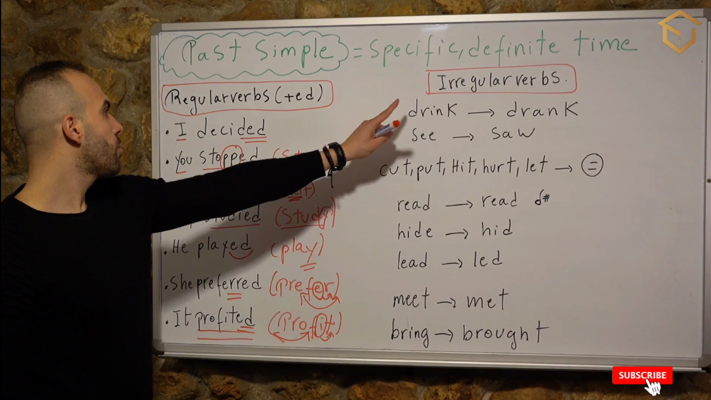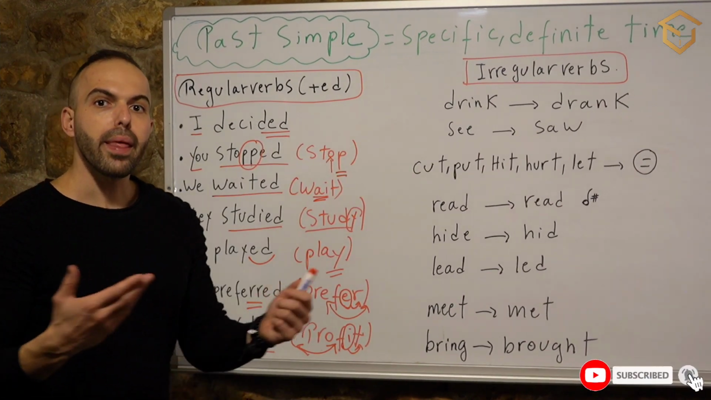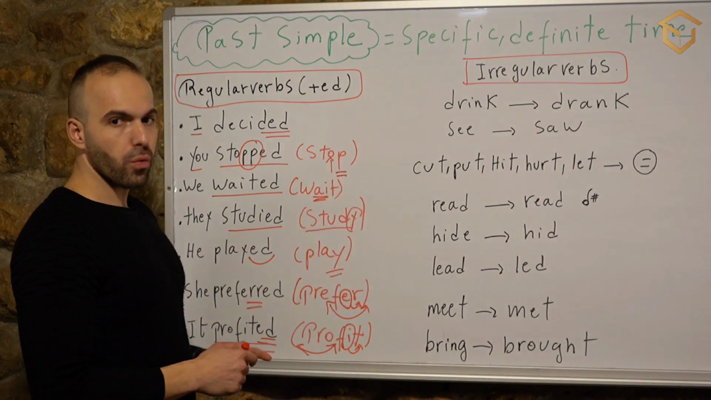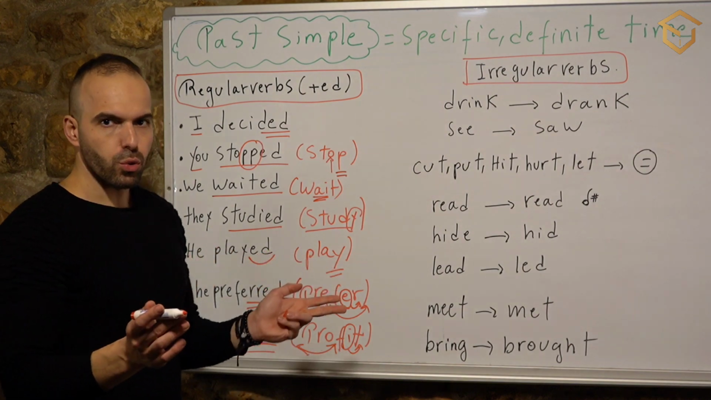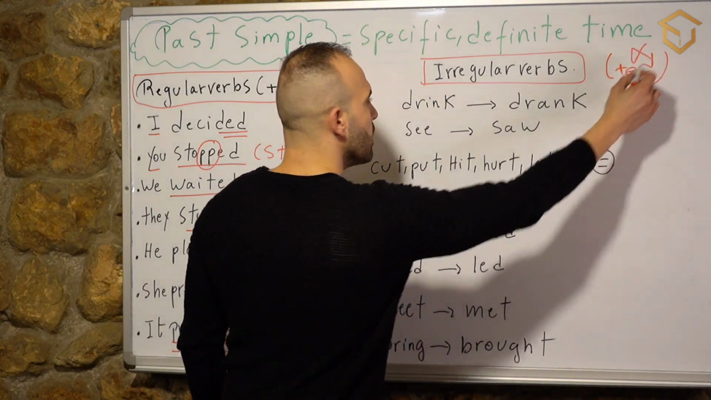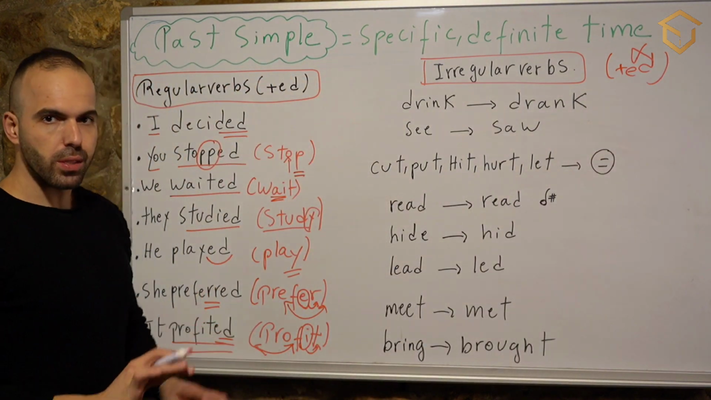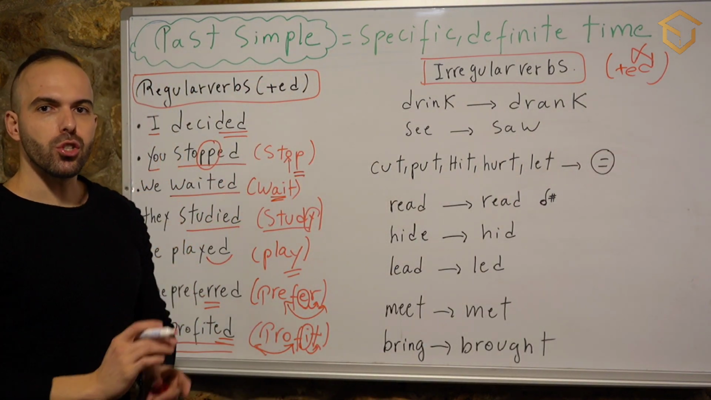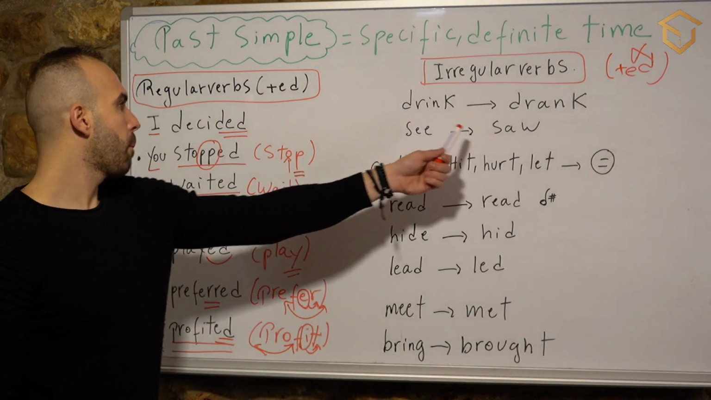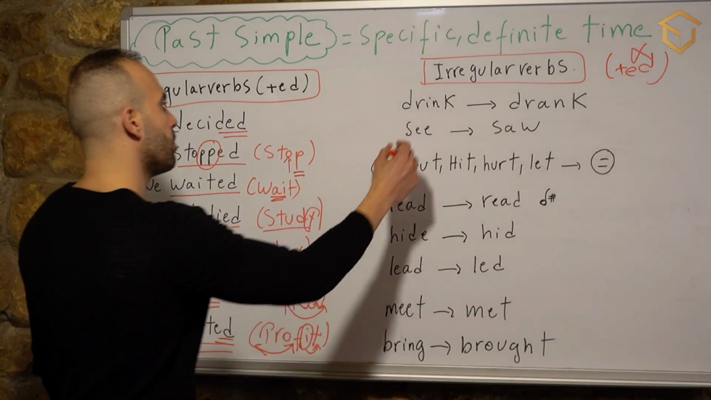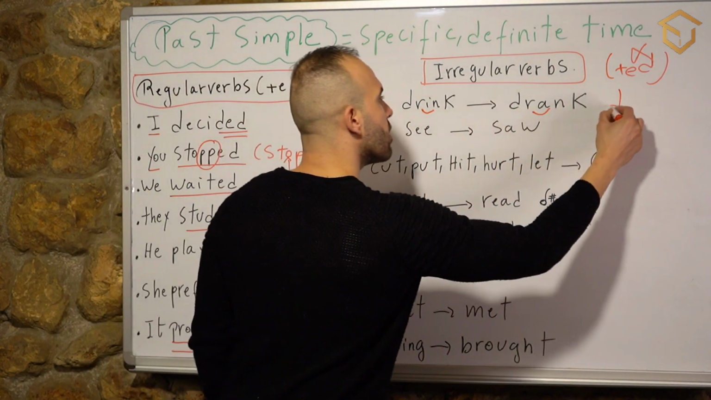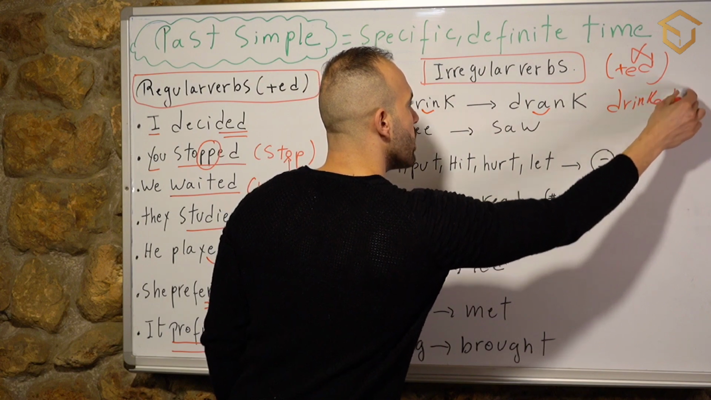Now let's move to the next category, irregular verbs. What is the meaning of irregular verbs? In the case of irregular verbs, it is impossible to just add -ed. You can't just add -ed. It wouldn't make any difference. The whole verb changes. Let's see. Drink becomes drank. You can't say drinked. So drinked is impossible.